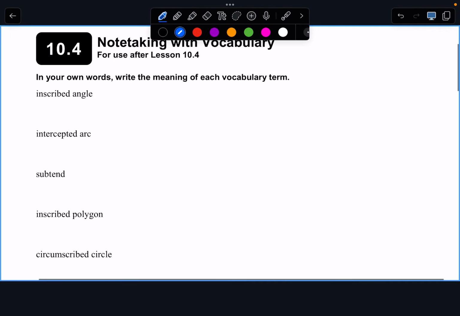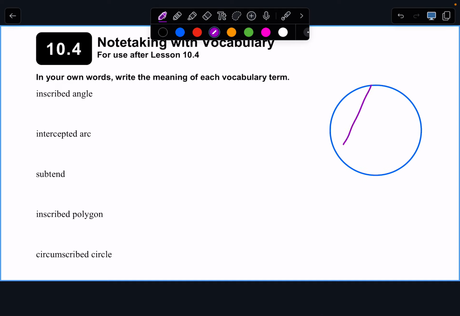So, this is what we need to talk about. An inscribed angle is an angle inside the circle with the vertex on the circle.